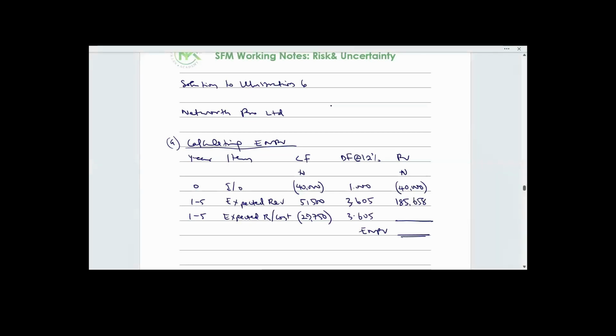The second one, 29,750 multiplied by 3.605 is 107,249. So what's our NPV?